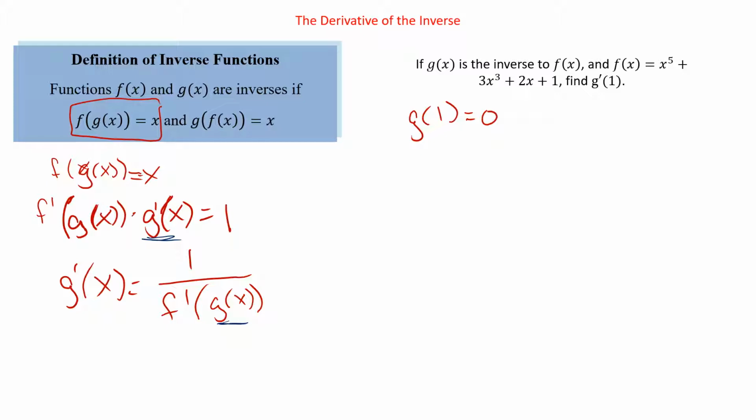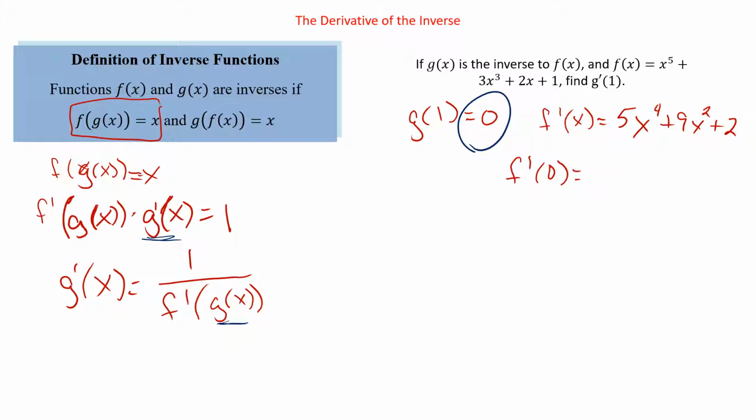The other thing we need to find is f prime of x. So in our case, that's going to be 5x to the fourth plus 9x squared plus 2. And then we're going to plug in that number. We're going to plug it into x. So we're going to have f prime of 0 in this case, which is going to be 5 times 0 to the fourth is 0, plus 9 times 0 squared is 0, plus 2. So f prime of 0 equals 2.